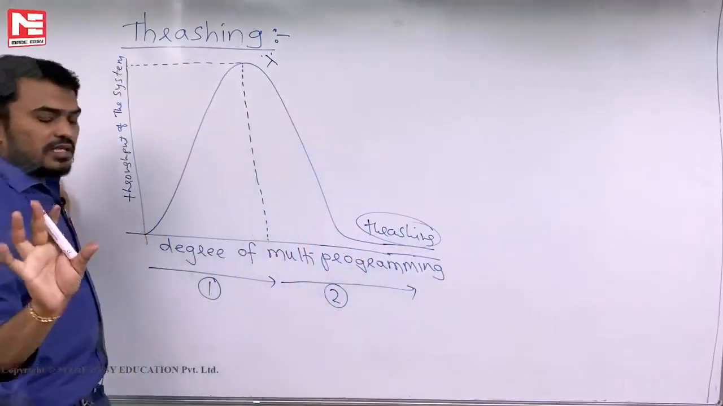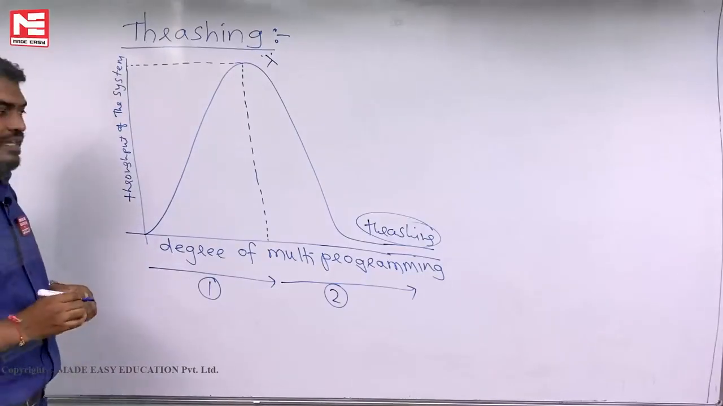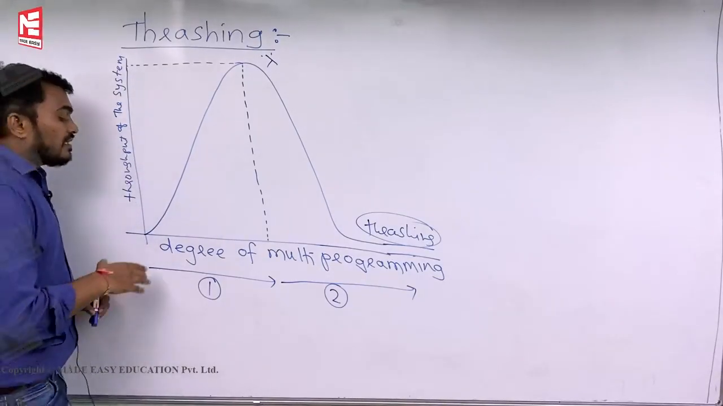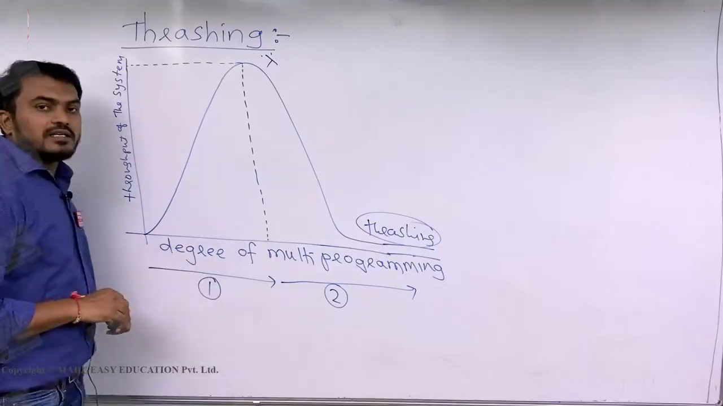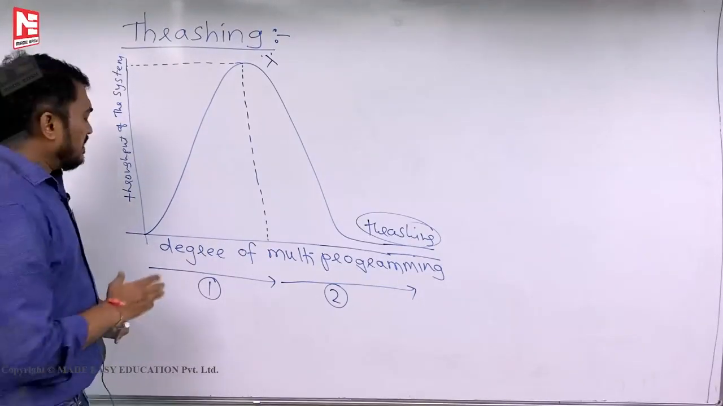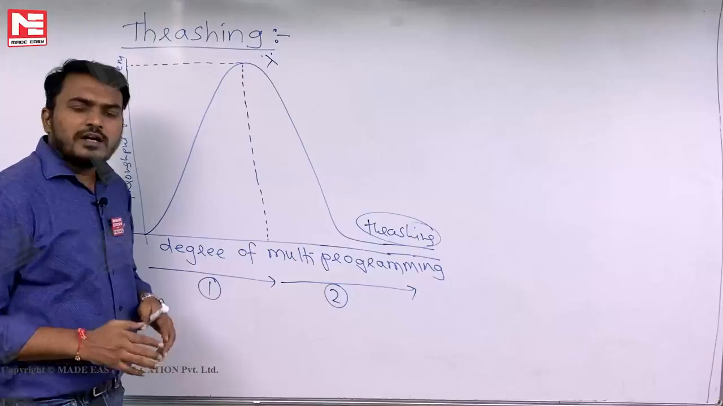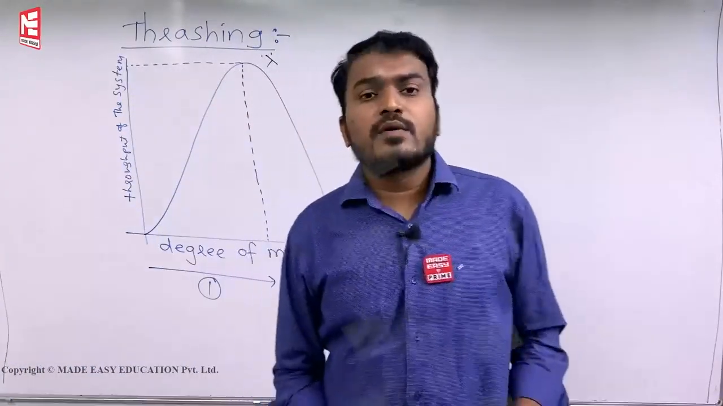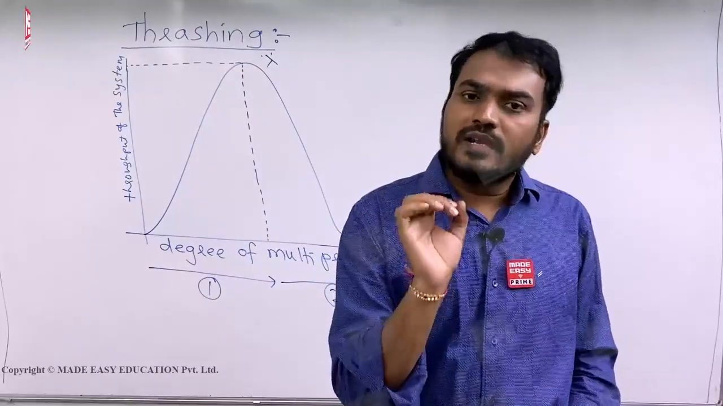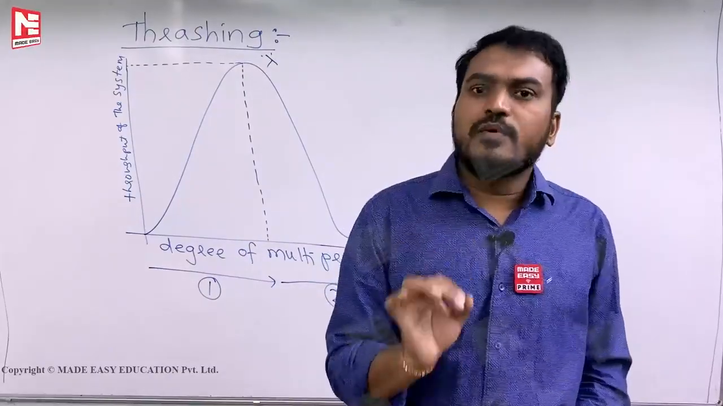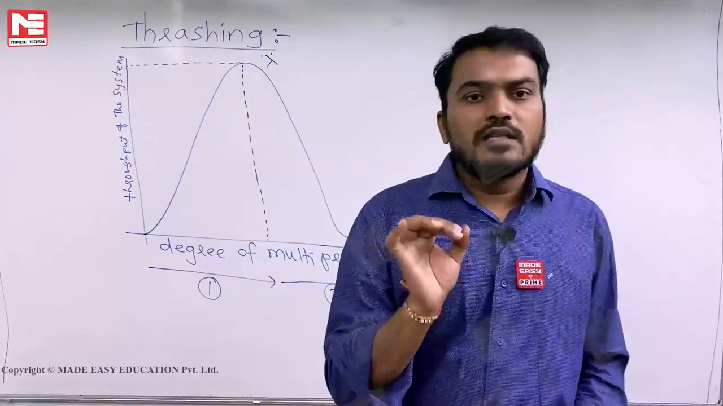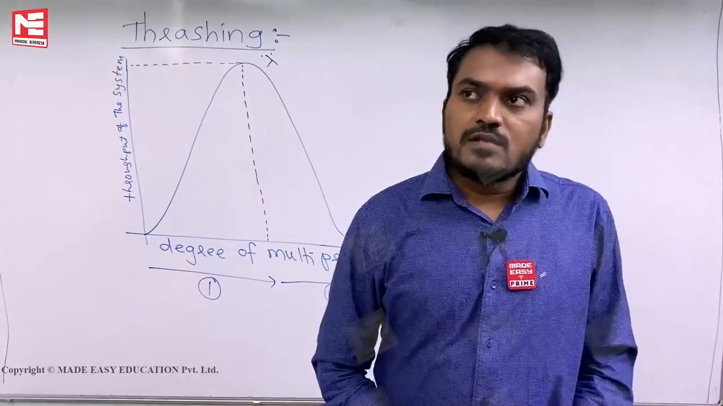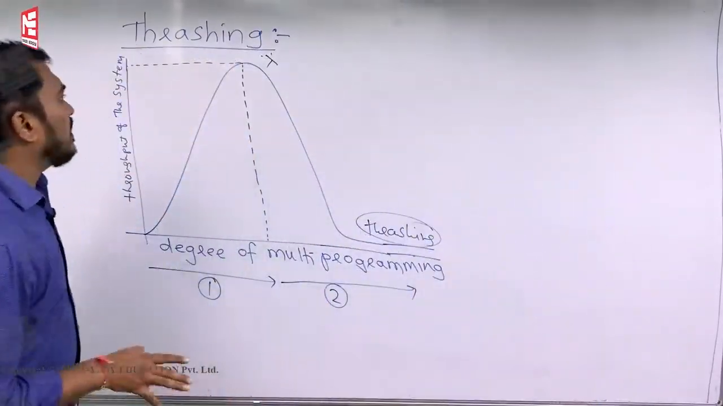मैं पूरा समझाता हूँ, टेंशन लेने की जरूरत नहीं है, पहले सुनो अच्छे से. Now remember, in the initial degree of multi-programming, इसका मतलब क्या है? Definition बताओ. Degree of multi-programming is the number of processes present in the main memory at any point of time. So that is called the degree of multi-programming.